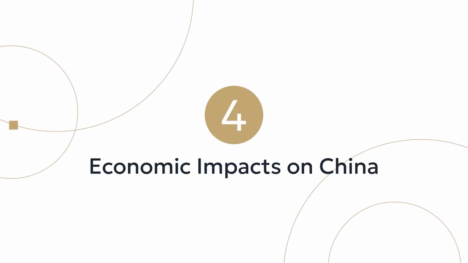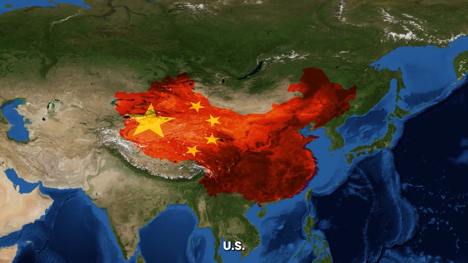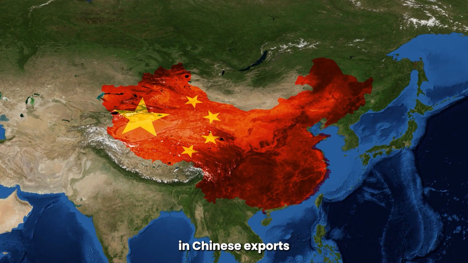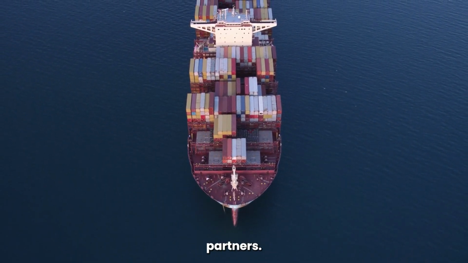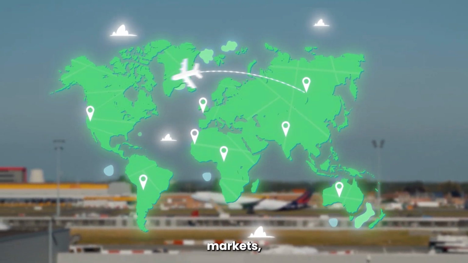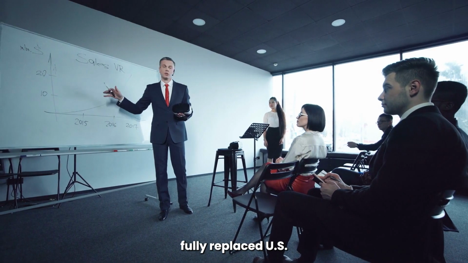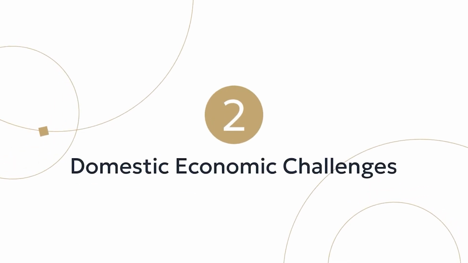Section 4. Economic impacts on China. 1. Slowdown in Chinese exports. U.S. tariffs have led to a drop in Chinese exports to the U.S., forcing China to look for new trade partners. Southeast Asia and the European Union, EU, have become alternative markets, but they haven't fully replaced U.S. demand.